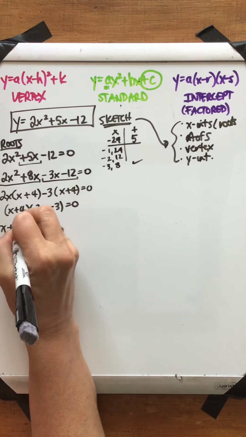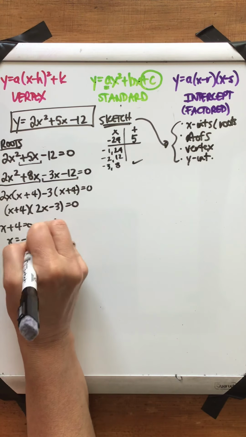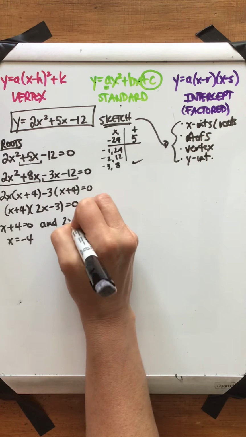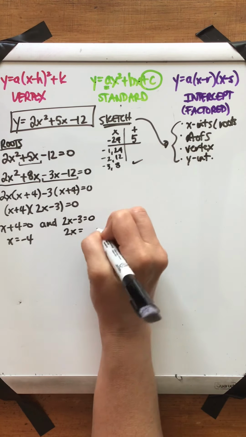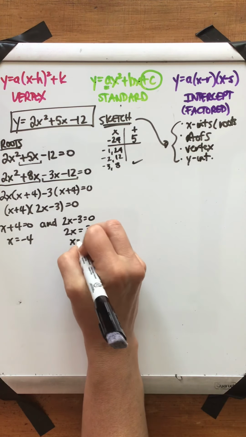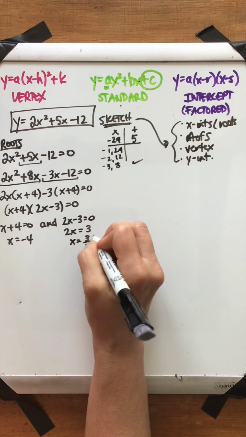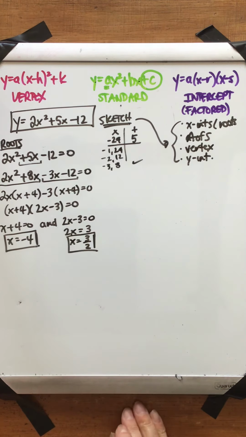So x plus 4 equals 0 means that x could be negative 4. And 2x minus 3 equals 0. If I rearrange for x, I'll get 2x equals 3. Divide both sides by 2, x would be 3/2. So there are my roots by factoring.